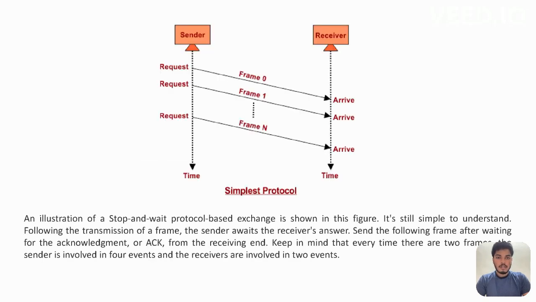In the simplest protocol diagram, the sender is on the left side and the receiver is on the right side. One request is sent with frame 0, it arrives at the receiver, and the receiver gets it. A second request is sent with frame 1, and so on, up to frame n. All frames from 0 to n are received and acknowledged by the receiver. An illustration of the protocol exchange is shown in the figure. It's simple to understand. Following the transmission of a frame, the sender awaits the receiver's answer, and sends the following frame after waiting for the acknowledgement. Keep in mind that for every two frames, the sender is involved in four events and the receiver in two events.